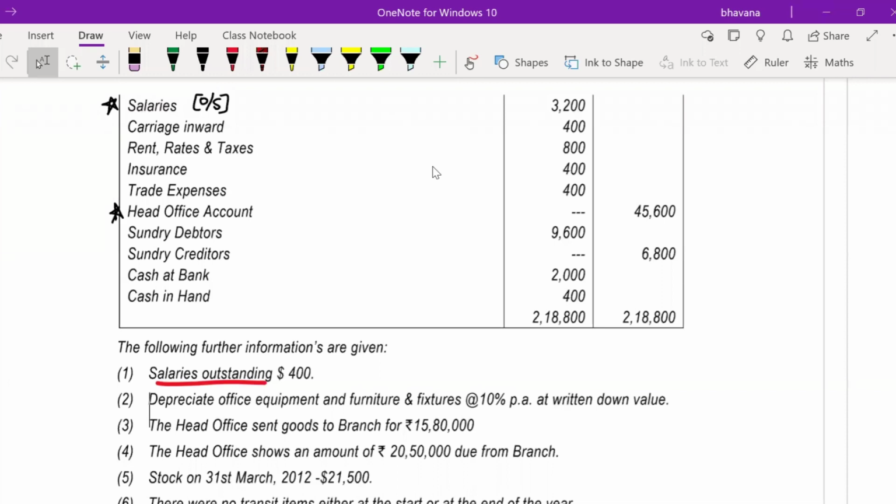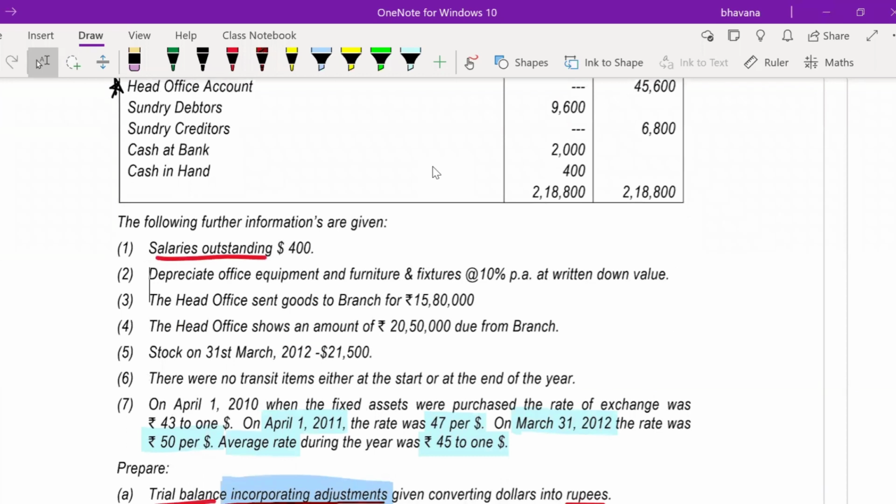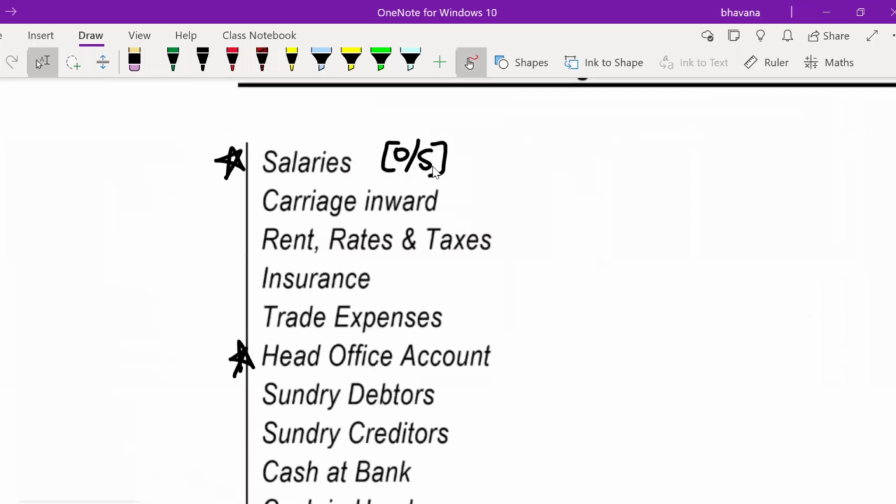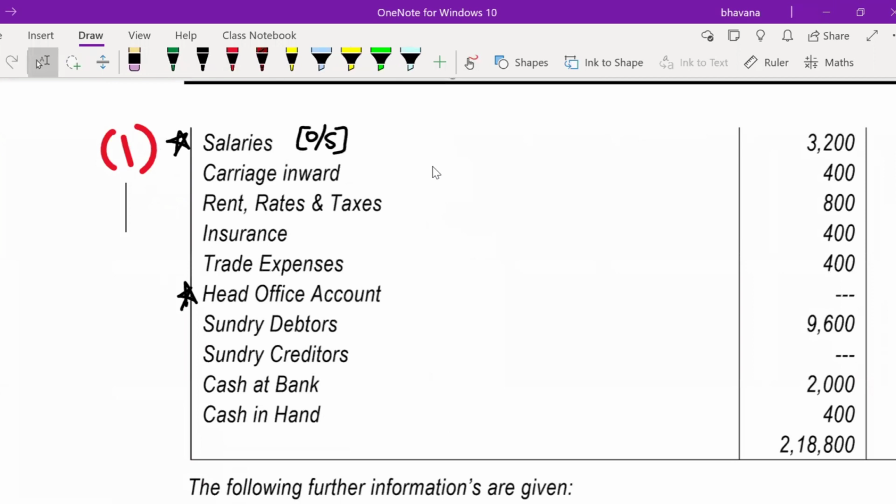Okay, so what you have to do is, once you see the adjustments down below, whatever adjustment is given, for example, the first adjustment is salaries outstanding. So this is related to what element given in the question? It is related to salaries. So you have to go to salaries, put a star mark there, or just write which adjustment it is related to, adjustment number 1. You have to mention the number so that whenever you pick up the salaries head, you will know that there is an adjustment related to it. Sometimes what happens is you solve the whole question and forget that there was some adjustment.